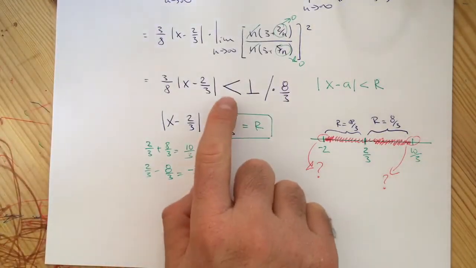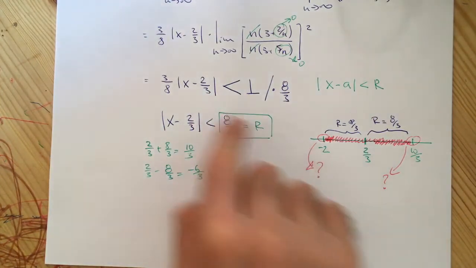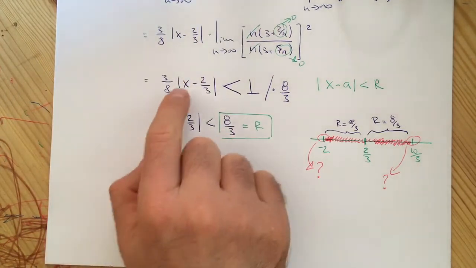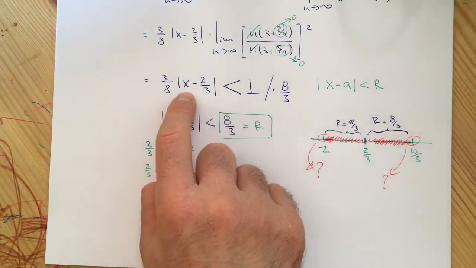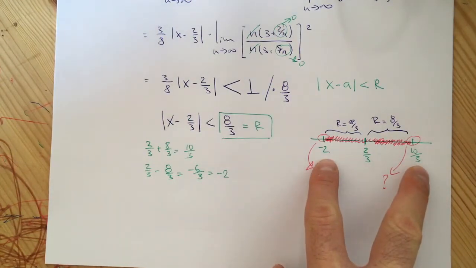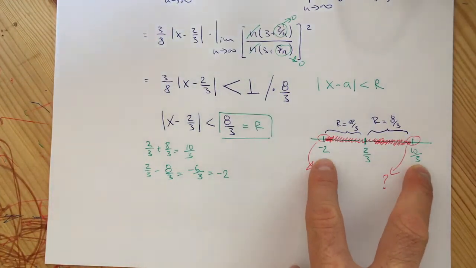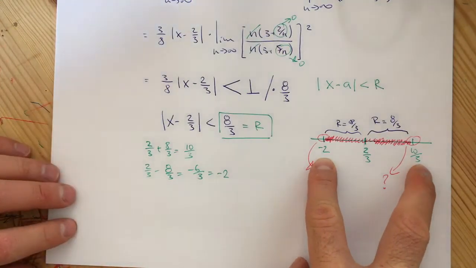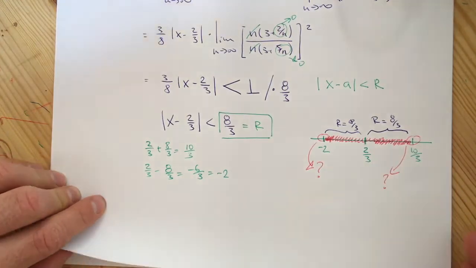The ratio test works when the limit is strictly less than 1. Let's say I plug in negative 2: I get negative 2 minus 2 over 3, that's negative 8 over 3. 3 over 8 times 8 over 3 is exactly 1, and the same thing will happen if you plug in 10 over 3. In other words, at the endpoints the ratio test will not give you a positive conclusion. When I say positive conclusion, it will not give you any conclusion for the endpoints. So basically we have to use some other tests in order to determine what happens at negative 2 and at 10 over 3.